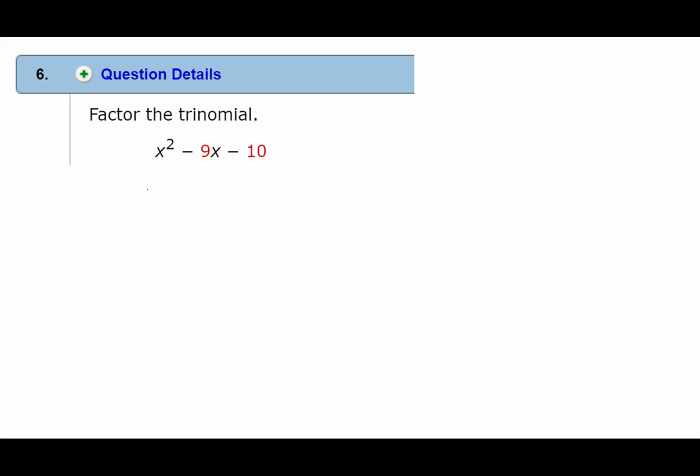Okay, so we'll do the same thing. I'm going to start by opening up two sets of parentheses. The exponent is the same, so I'm going to start by putting an x in the first position. And then the same pattern, two numbers that add to negative 9, and those same two numbers also can multiply to negative 10. Now, if you're having a hard time with this, always start with your multiplication first.